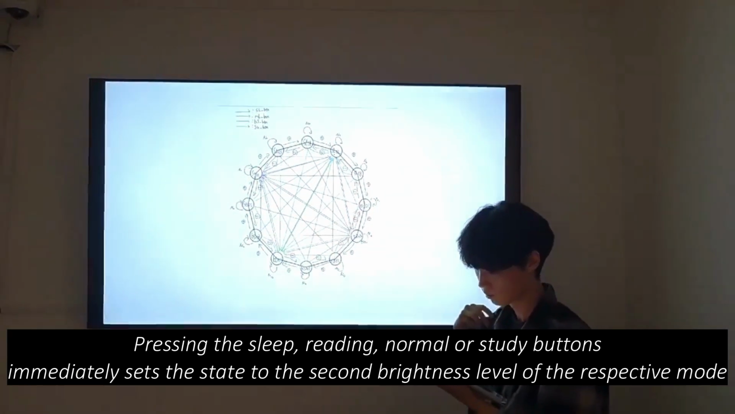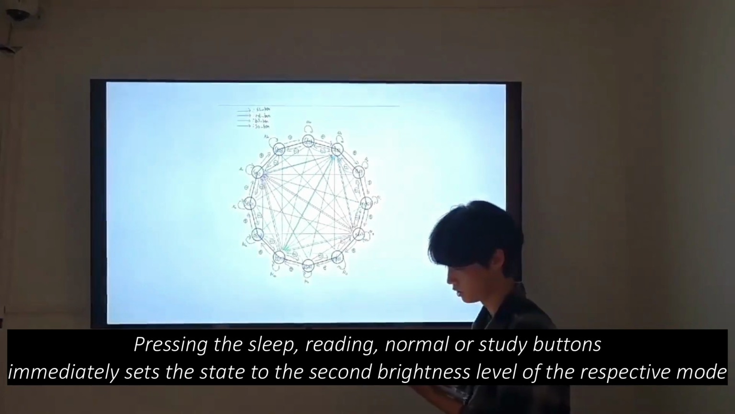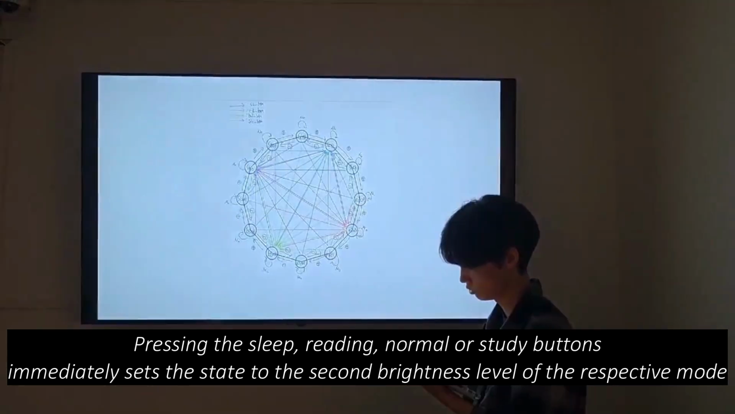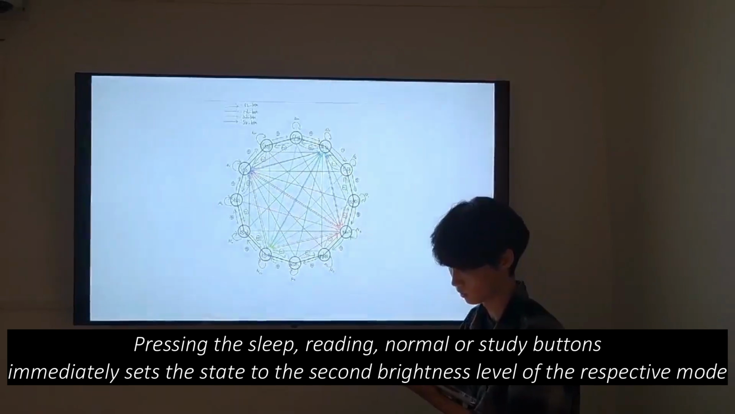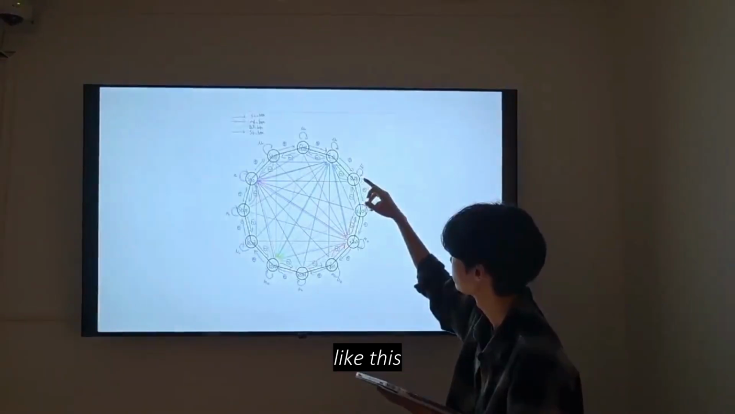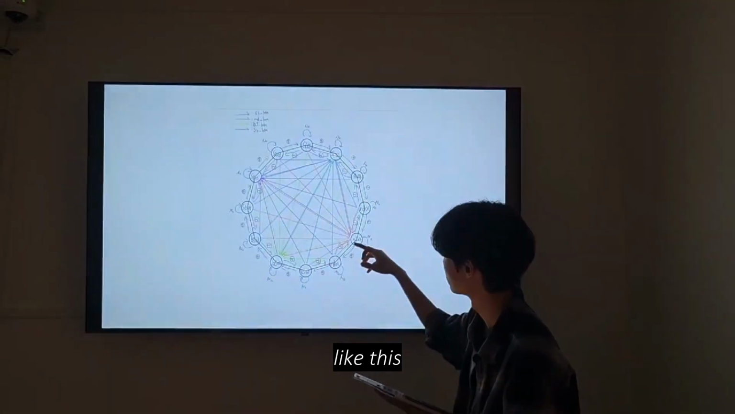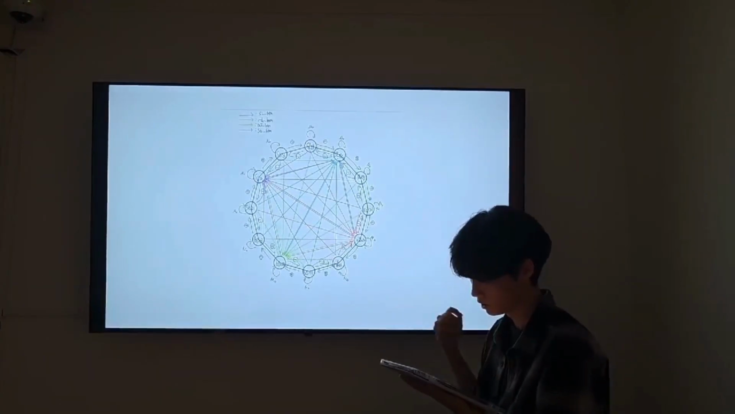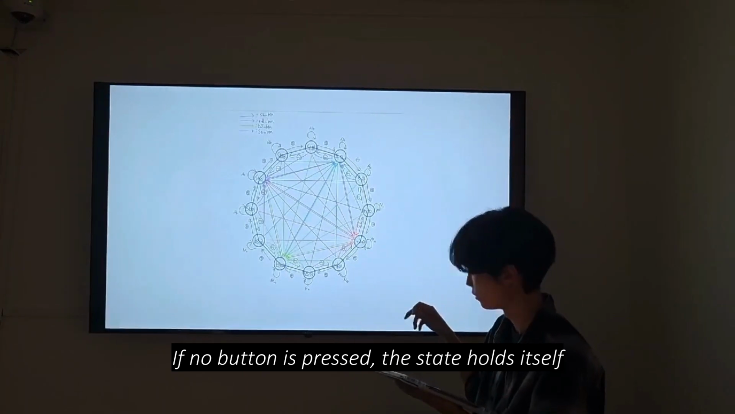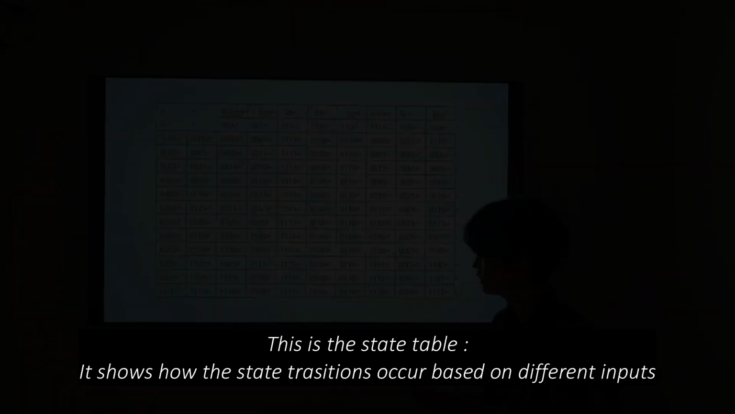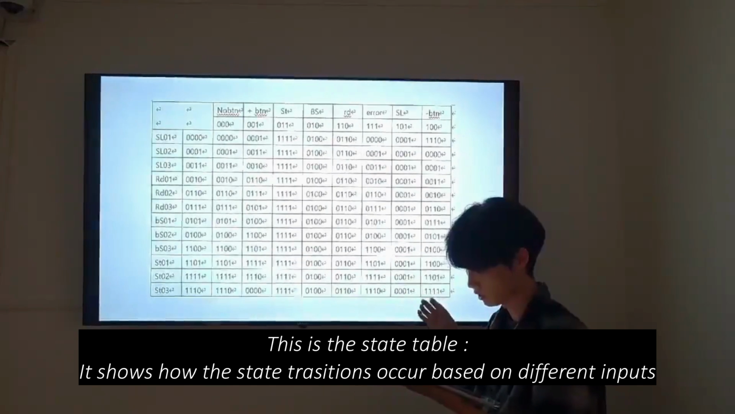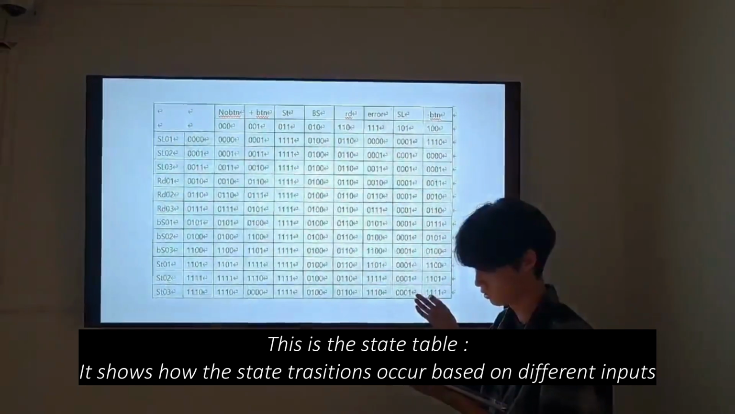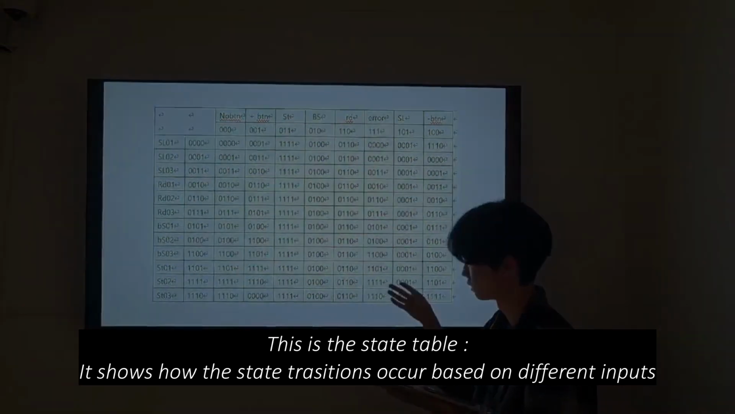Pressing the sleep, reading, normal, or study buttons immediately sets the state to the second brightness level of the respective mode. Like this. If no button is pressed, the state holds itself. This is the state table. It shows how the state transitions occur based on different inputs.